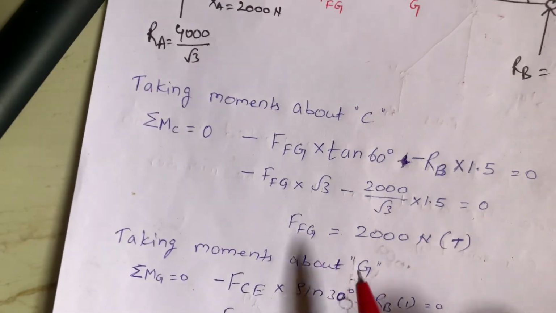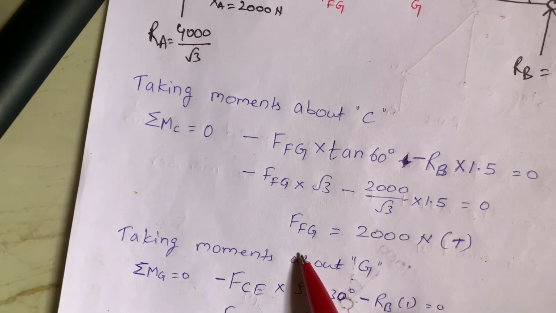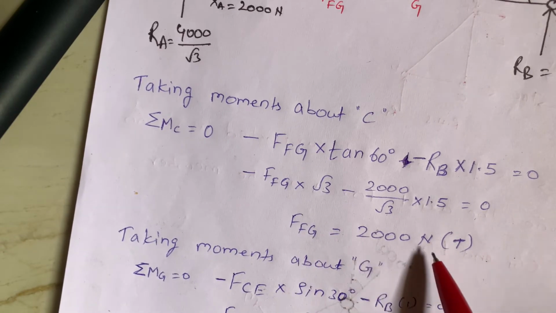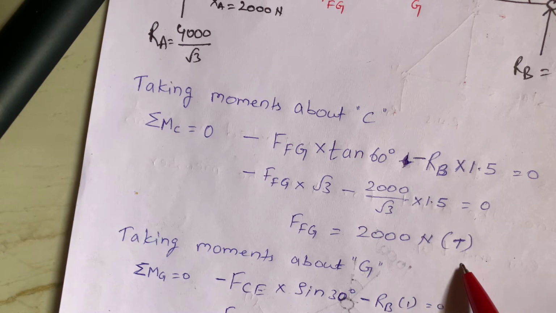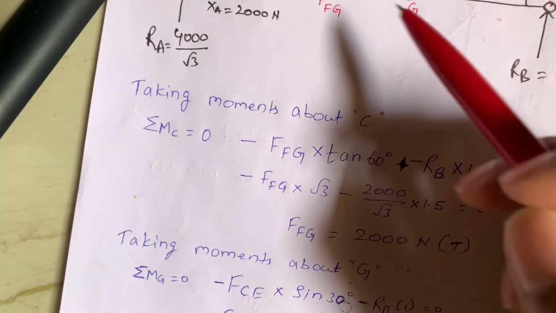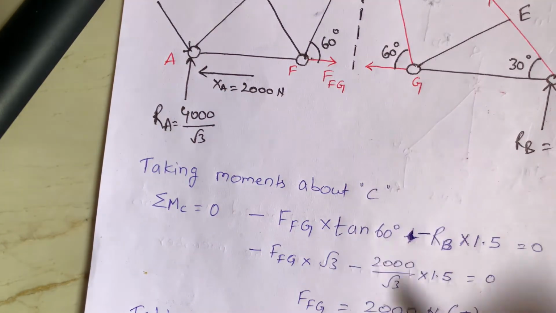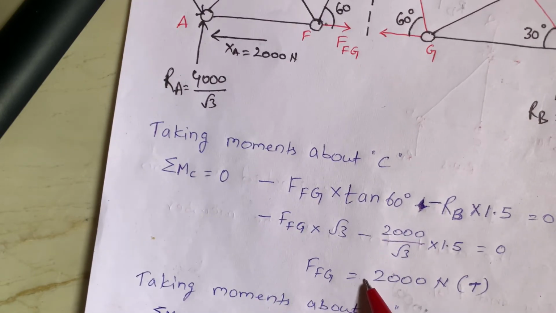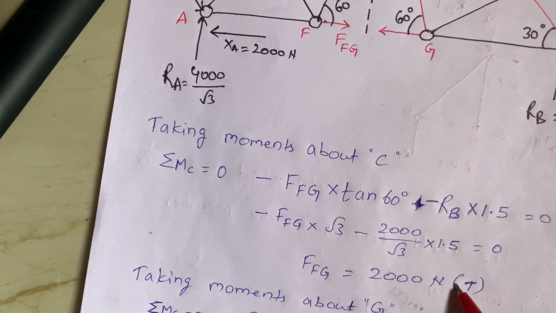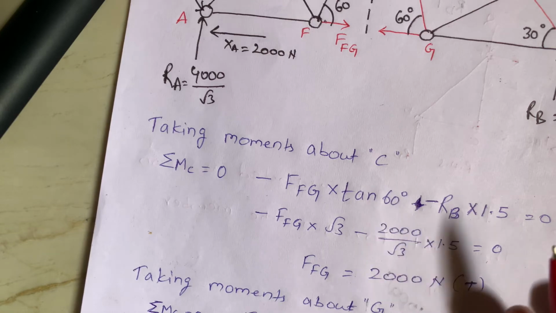So after solving this, I got the equation FFG equal to 2000 newtons. Here it is tension. So tension is nothing but away from the point. So FFG is away from the point we assumed. So hence this one is correct. Why? Because I got the negative value, I wrote it as tension. Tension is nothing but negative.